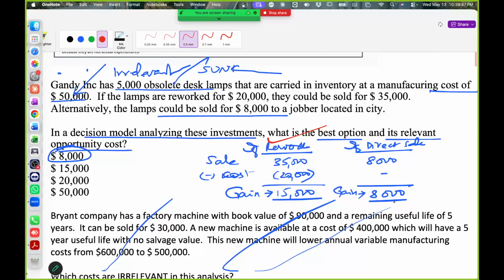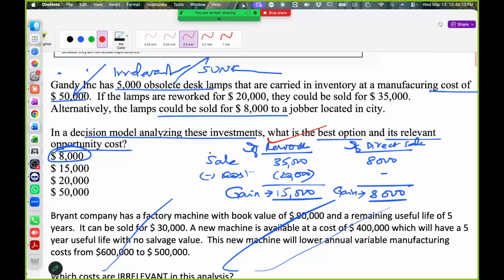So, opportunity cost: it's best financially to go for rework and gain 15,000. But what is its opportunity cost? I'm giving up rework if I go, so 8,000 is my opportunity cost.